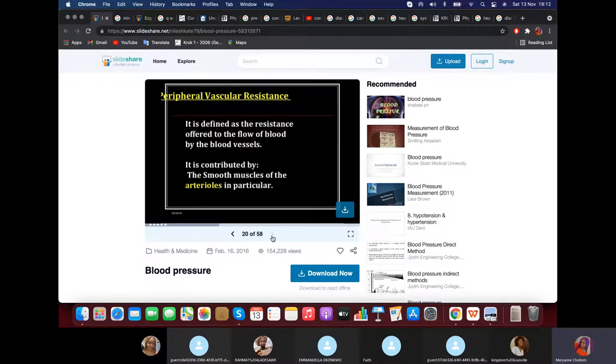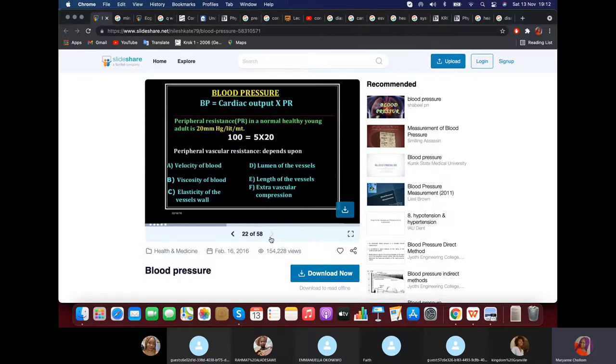Okay. Peripheral resistance is contributed by the smooth muscles of the arteries. So you know when we do histology, our arteries are made up of smooth muscles. So if there's vessel constriction, there'll be increased peripheral resistance because what is resistance? I know you know what resistance is. If the smooth muscles contract, it'll be harder for blood to move than when it's just dilated. Don't worry, everything's going to make sense soon.